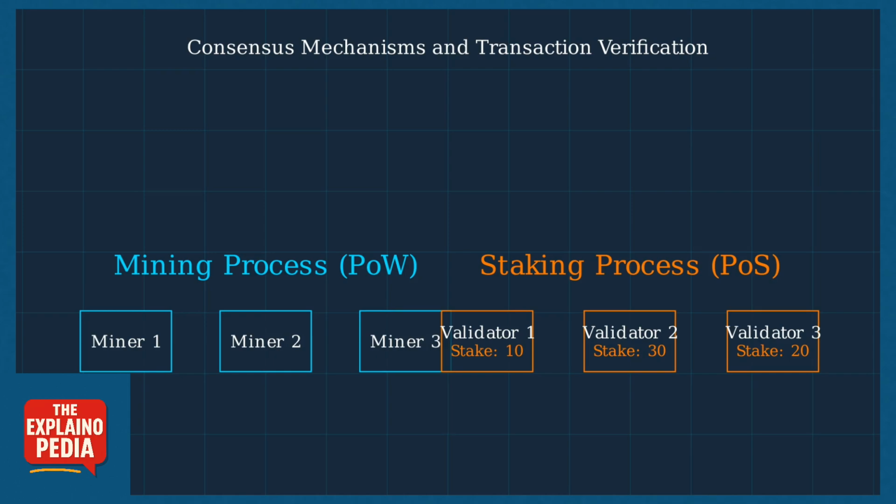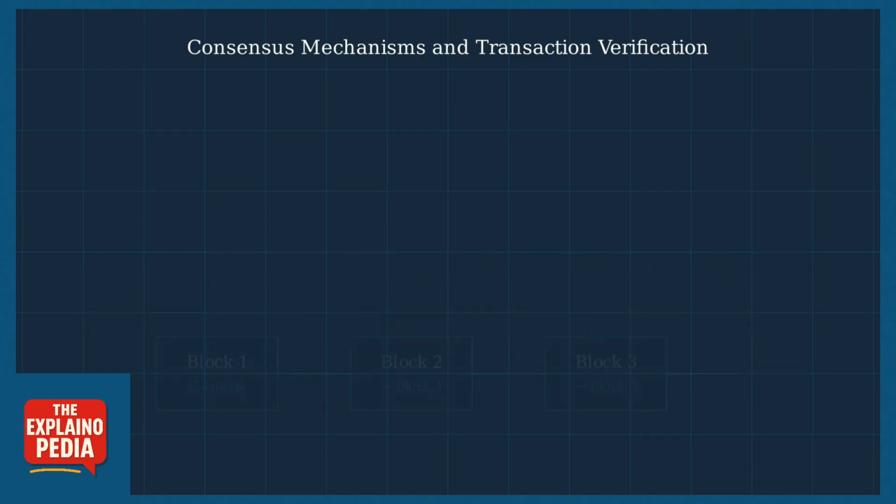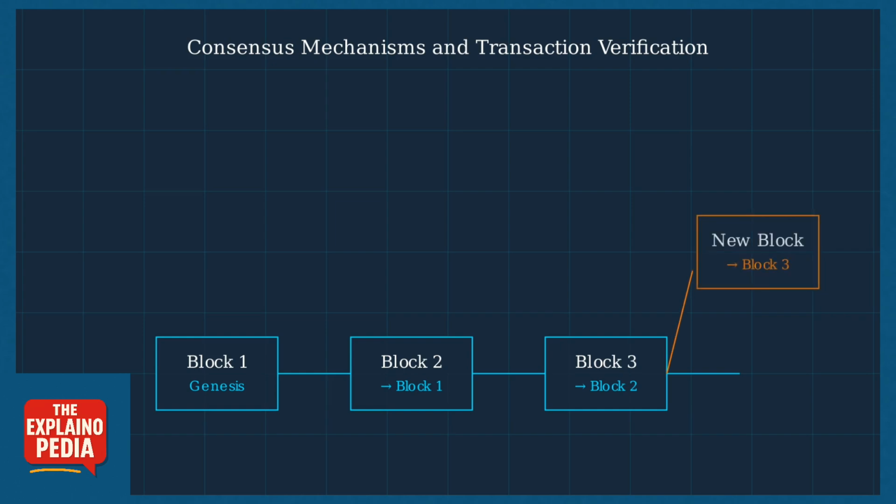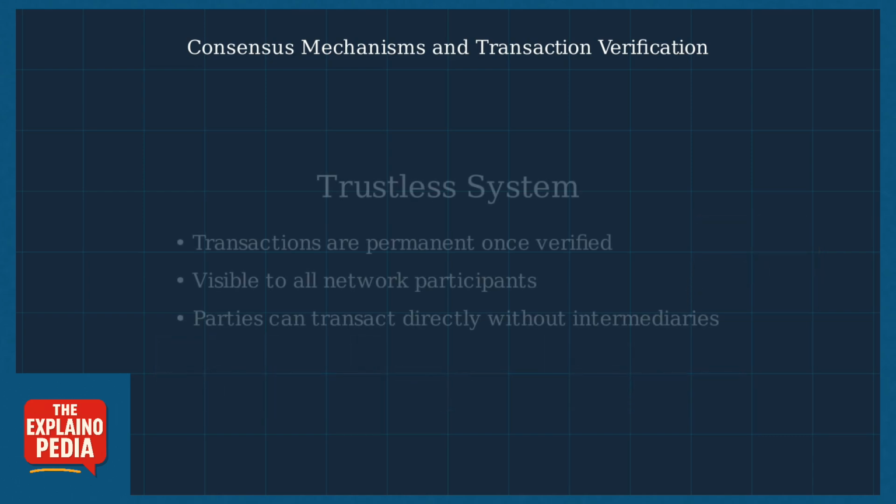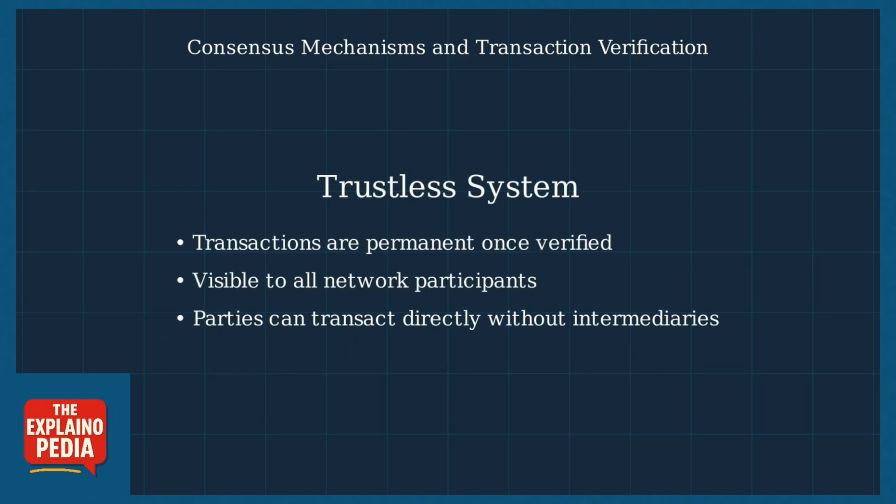Once verified through the consensus mechanism, the new block is added to the chain and propagated across the network. This process creates a trustless system where parties can transact directly without intermediaries. Once verified, transactions become permanent and visible to all participants in the network.